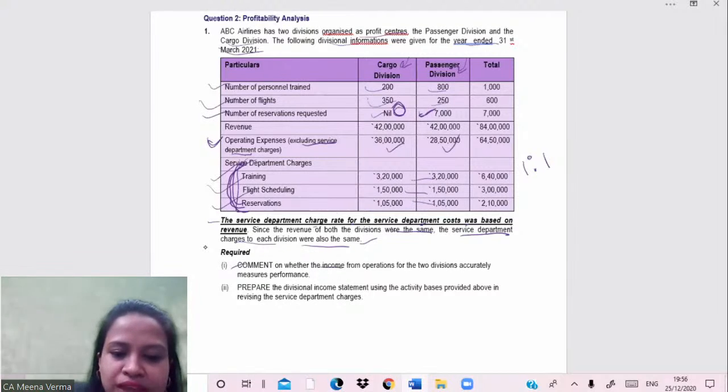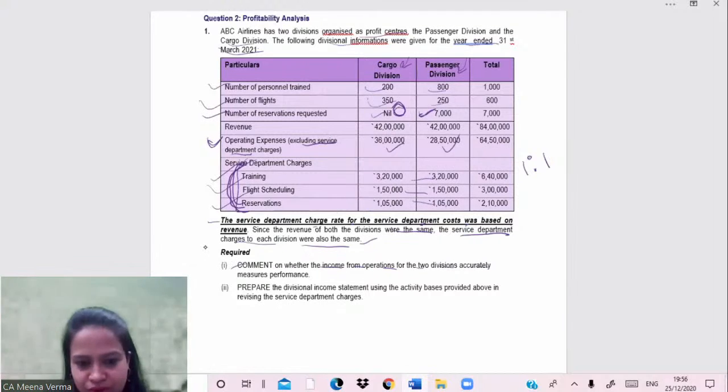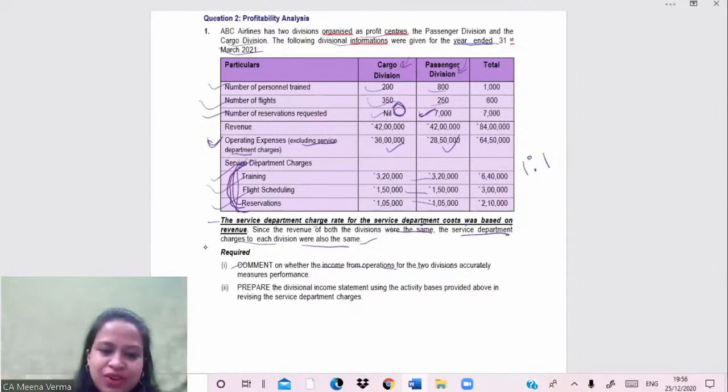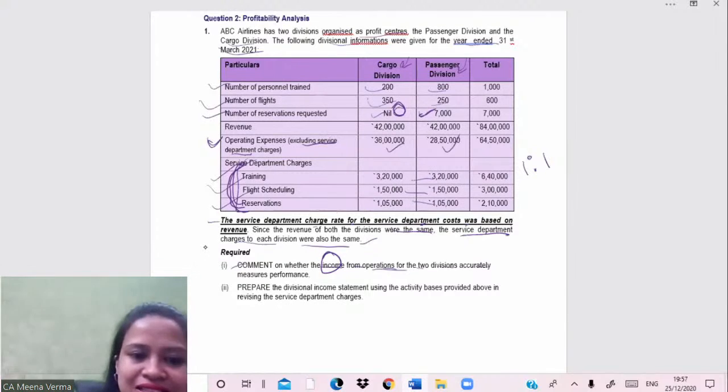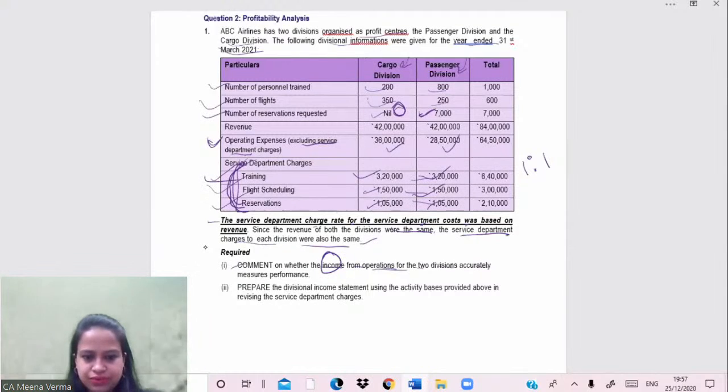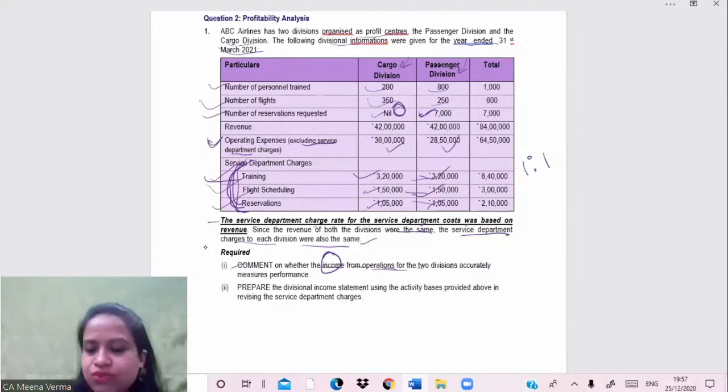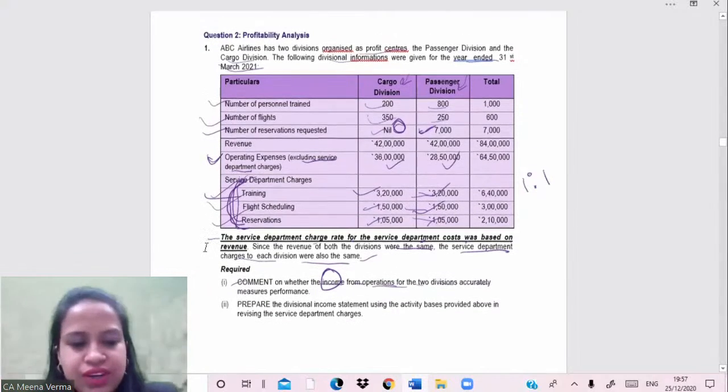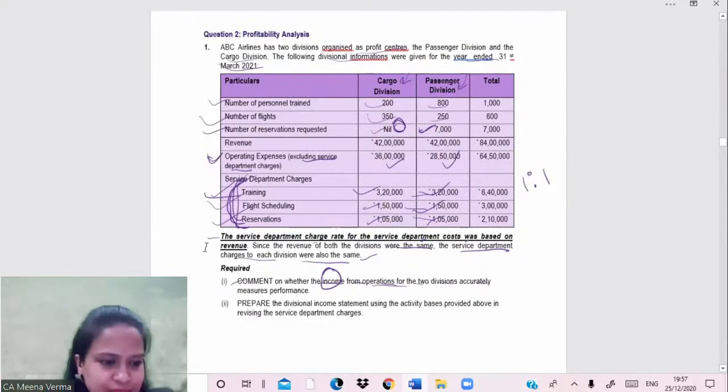Comment on whether the income from operation of the two divisions accurately measures performance. You have to tell whether the income from operation is correct for the two divisions. While considering these costs, if you calculate the income, will that be correct or not? If not, then what will be the right way to calculate that income? You can read this question once again. If you have any doubt, you can ask me, or else we will do this question.